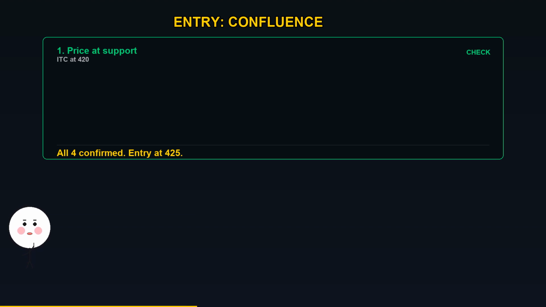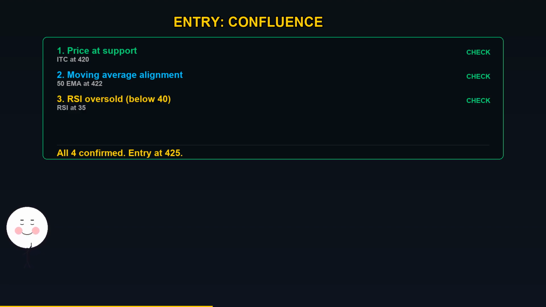The entry rules for a swing trade. You need confluence, not just one signal. Multiple signals agreeing. Number 1, price at support. Check, ITC at 420. Number 2, moving average alignment. Check, 50 EMA at 422. Number 3, RSI oversold below 40. Check, RSI at 35. Number 4, reversal candle. Rahul waits for a bullish engulfing candle the next day. Now all 4 boxes are checked. Confluence. Rahul enters at 425.